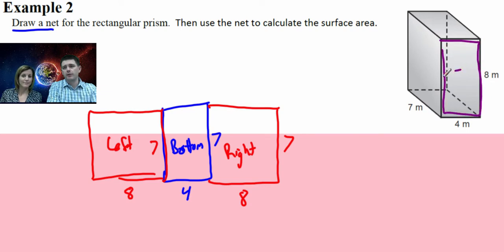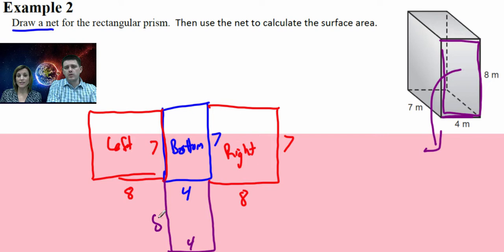Again, this one's going to fold out to the front, but it shares that common edge of 4 with the bottom and then goes up by 8. So it's going to unfold this way. The 4 is going to remain parallel to the bottom, and the 8 corners are going to fold up so that no Cheerios fall out. So those 8 match up, and this is the front.